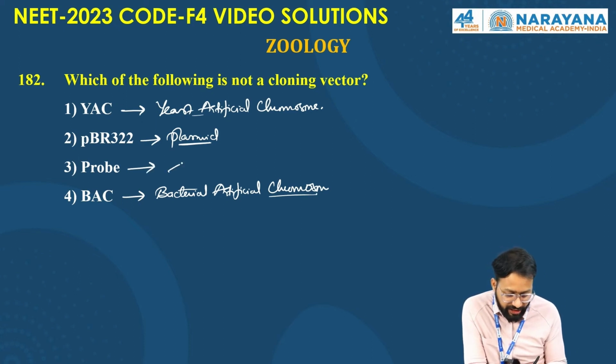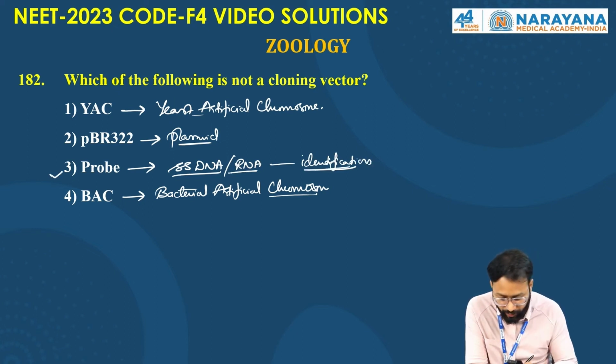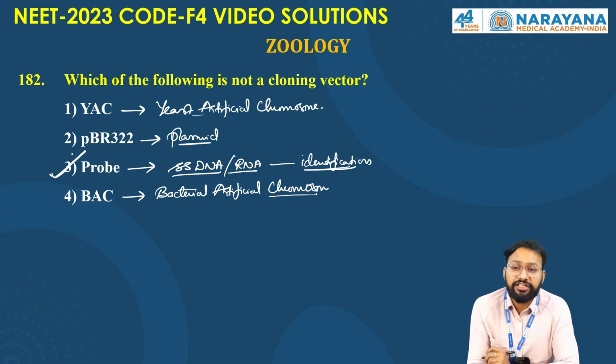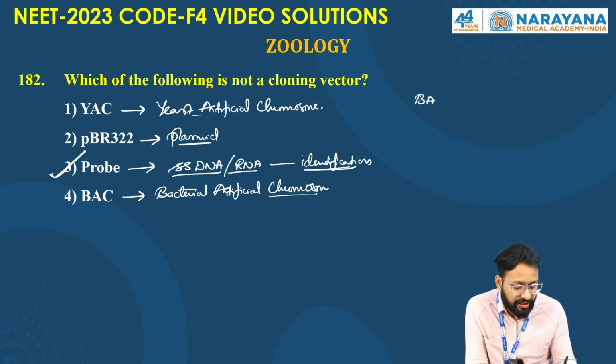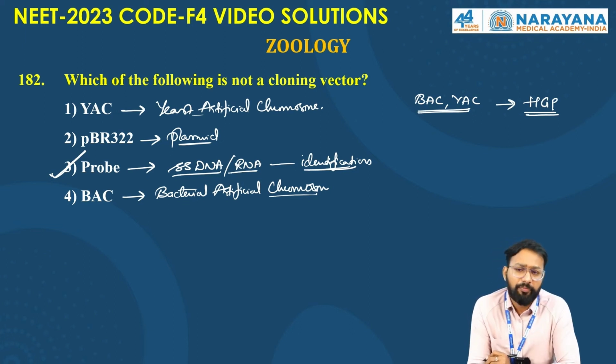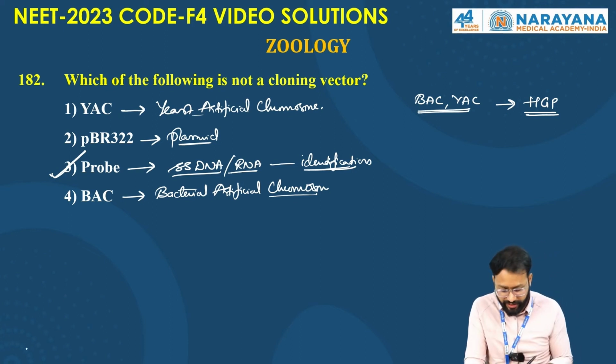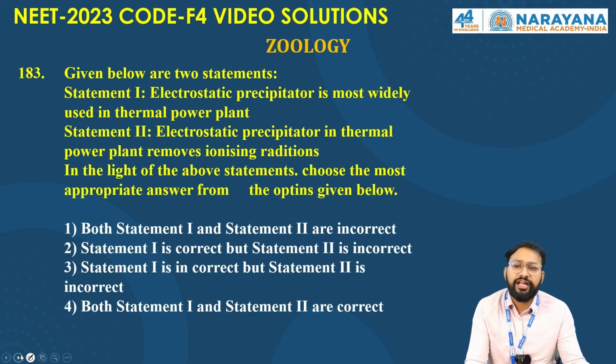Probe, if you see, it can be a single stranded DNA or RNA. It is used for identification. Right? So probe will be the answer. It is not a vector. YAC and BAC were used even in the Human Genome Project. And PBR322 is a very common type of plasmid vector which is used in rDNA technology. Right. Moving to the next question, question number 183.